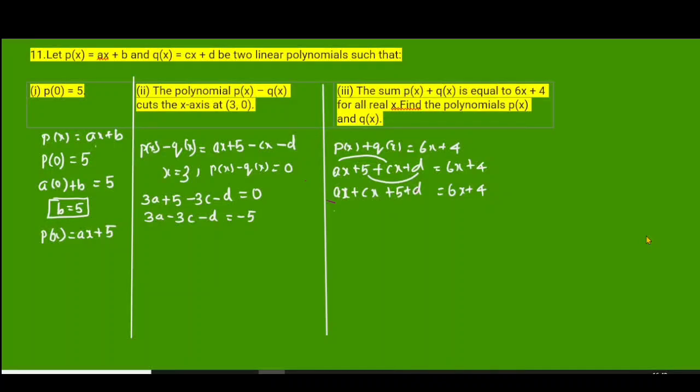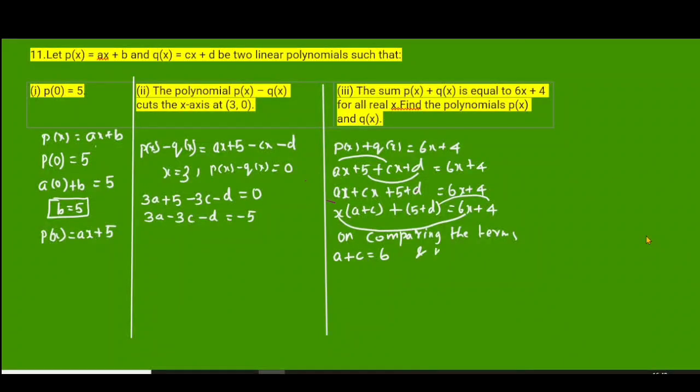So, we are arranging, taking x common: x of (a plus c) plus 5 plus d is equal to 6x plus 4. Here we can compare x coefficient to x coefficient and constant to constant. On comparing the coefficients, we get a plus c is equal to 6 and 5 plus d is equal to 4.